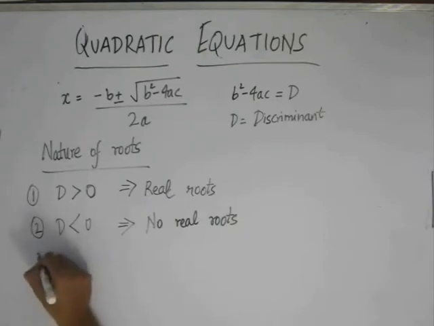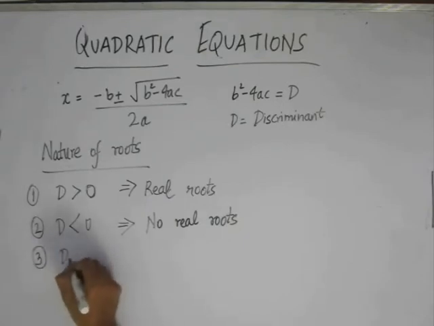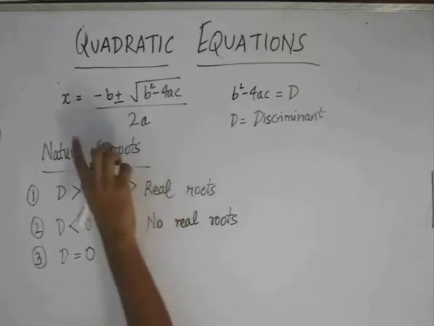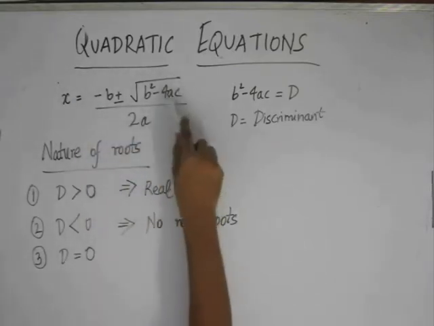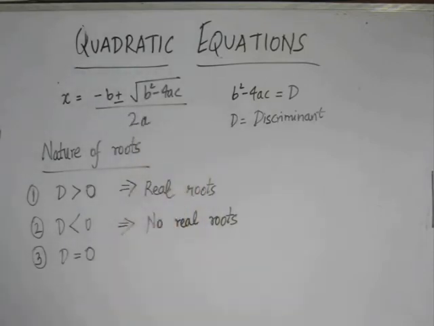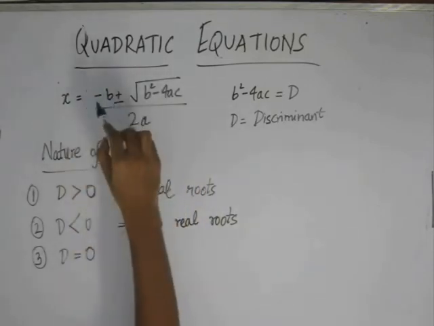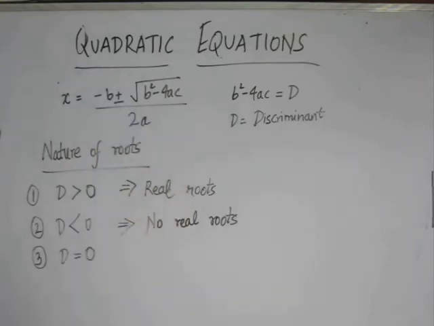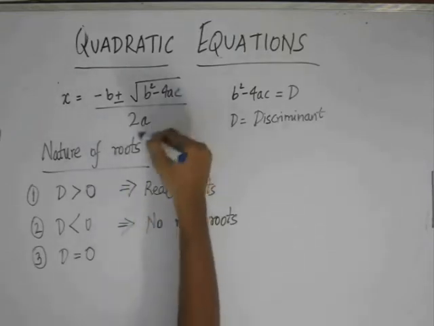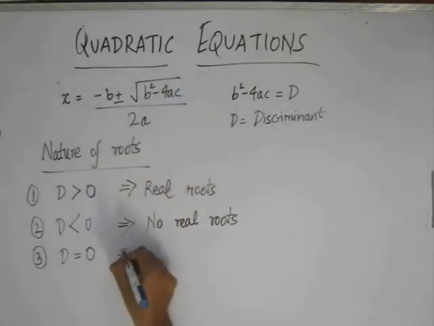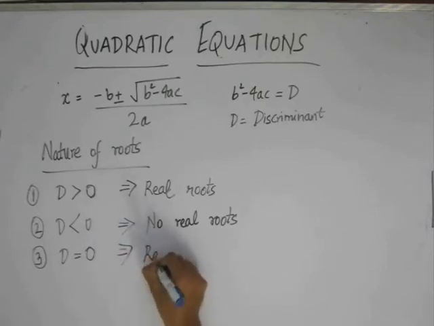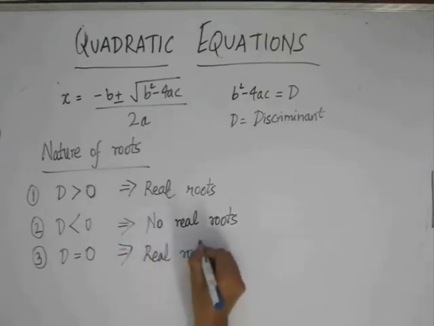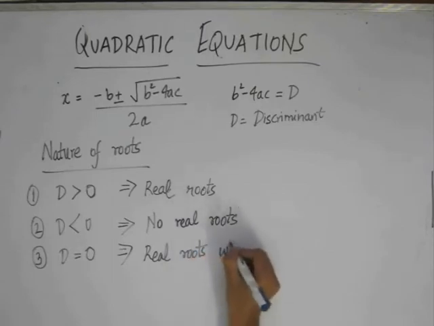Now what will be the final case? The final case is when the discriminant becomes equal to 0. If the discriminant is equal to 0, there is no problem for the values of x, because this entire term is 0 and the square root of 0 is also 0. So x has only one root, minus b by 2a, and both roots will have the same value of minus b by 2a because this term becomes 0. So in this case one will get real roots which are equal.